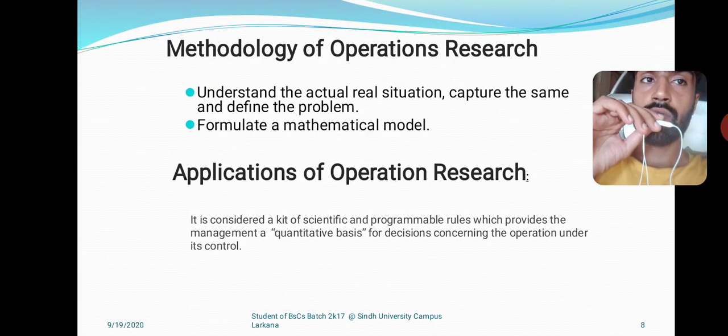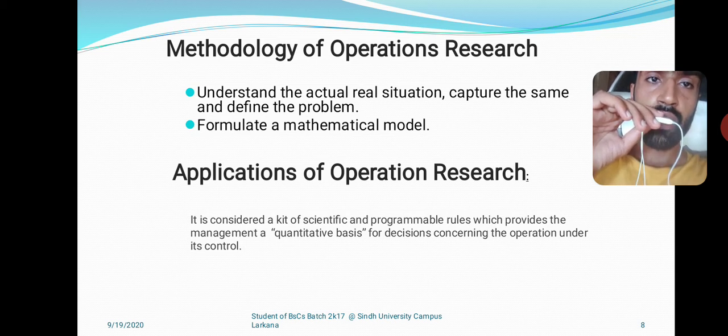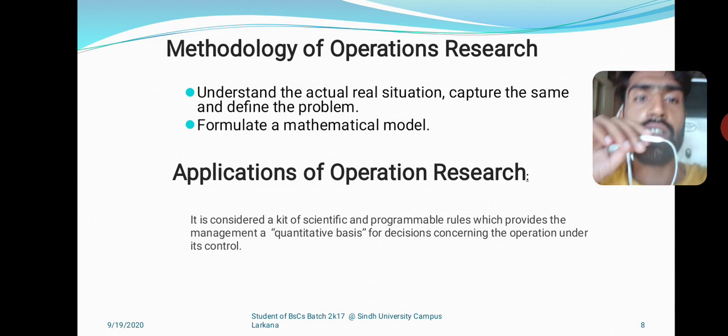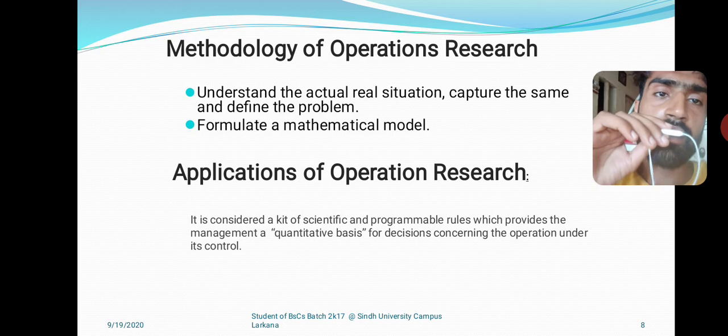Methodology of operations research. Understand the actual real situation, capture it and define the problem, then build a formal and methodical model. Application of operations research: it is considered a kit of scientific and problem solving methods which provide the management a basis for decisions concerning the operations under its control.